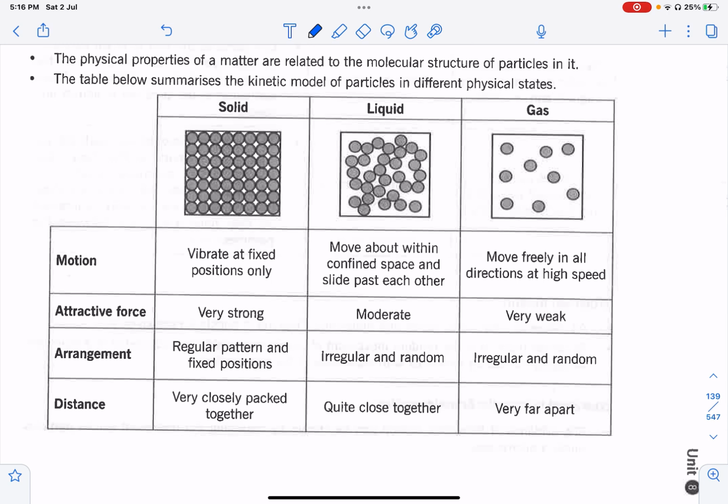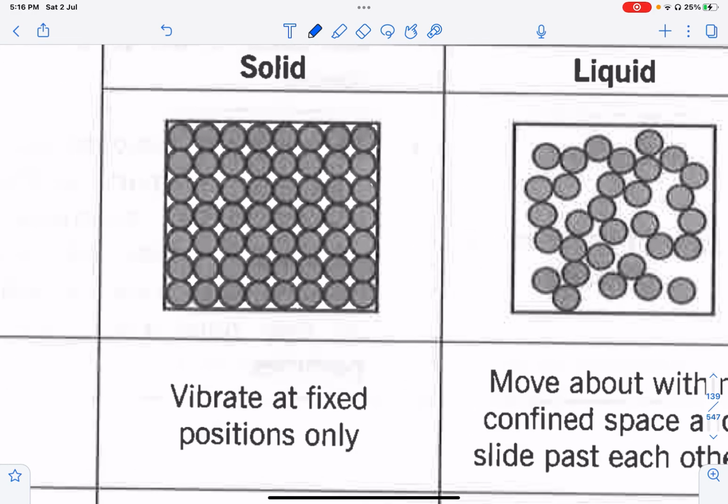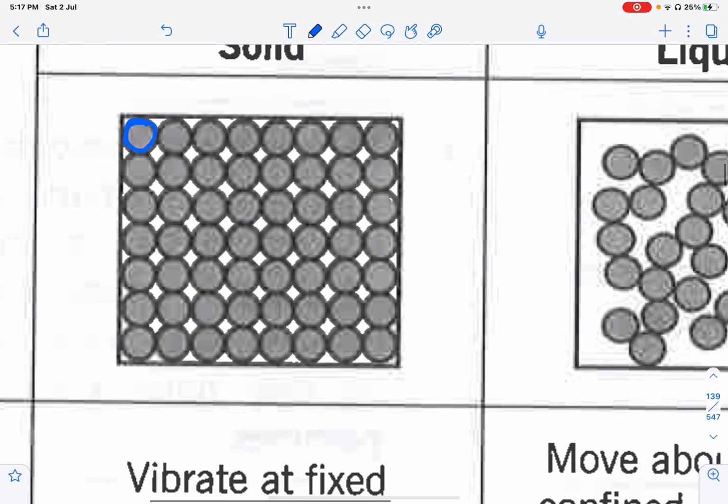For the solid state, the particles only vibrate about their fixed positions. In this case, it is wrong to say that they are stationary, even though from the picture we see that they are stacked against each other. Vibrating about its fixed position means that the particle will stay at its position, but at the same time it will move and vibrate. This is generally what is meant by vibrating about its fixed position.